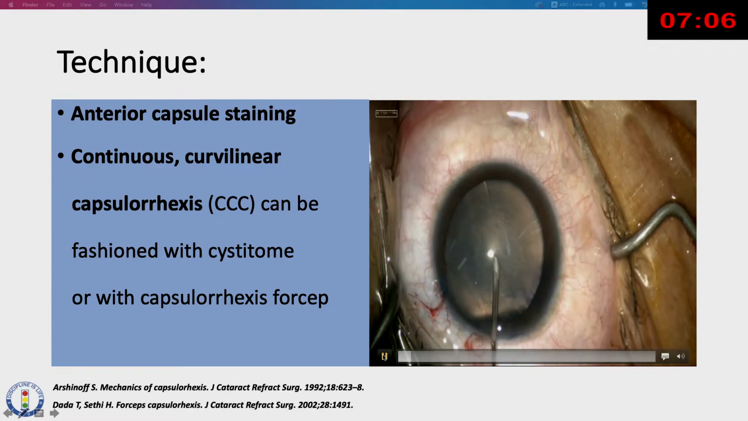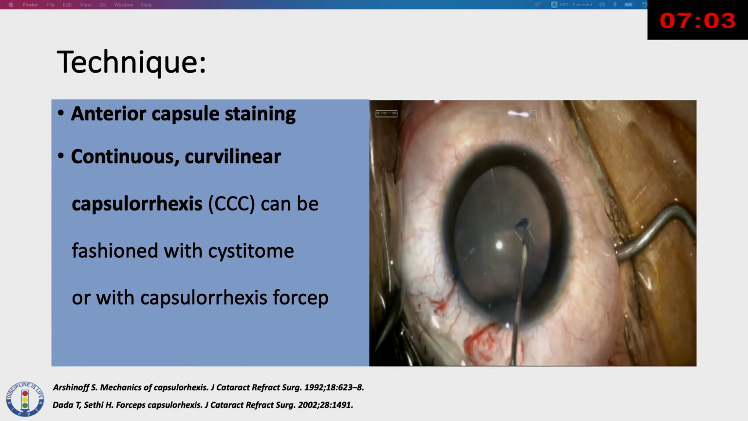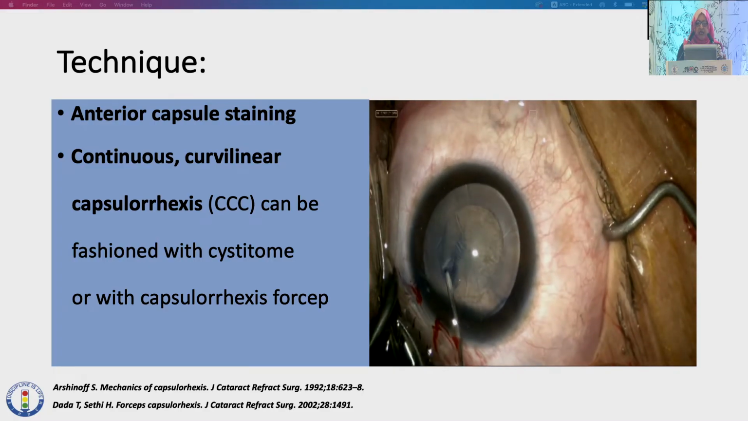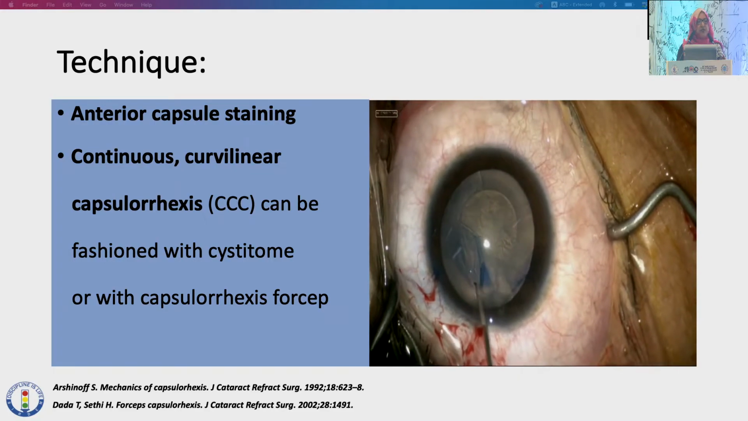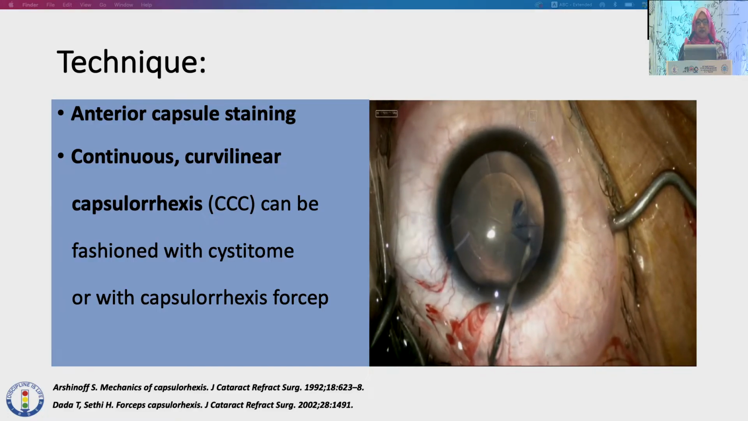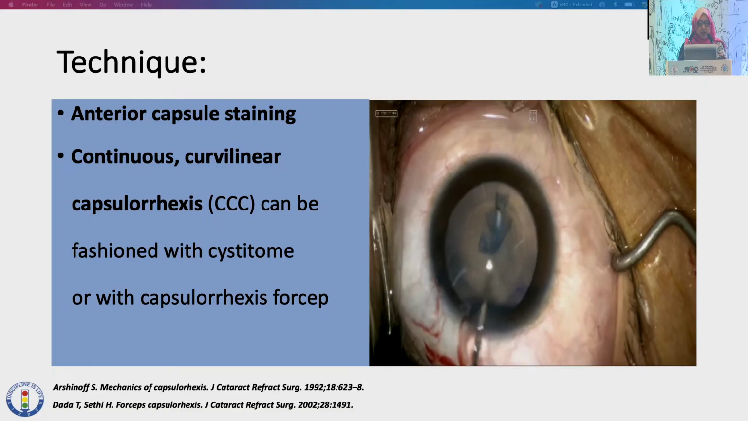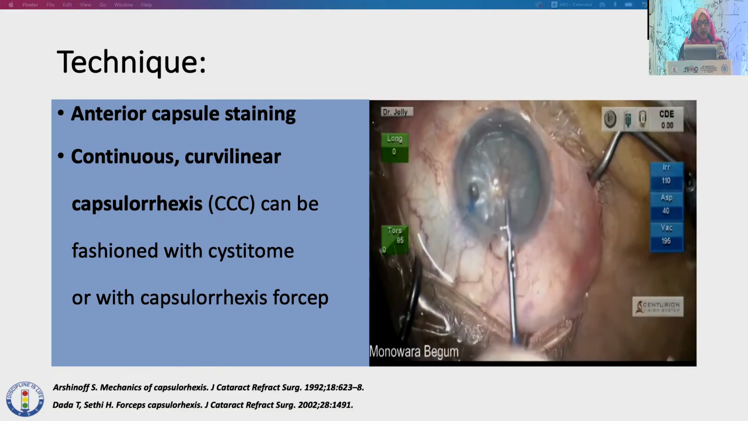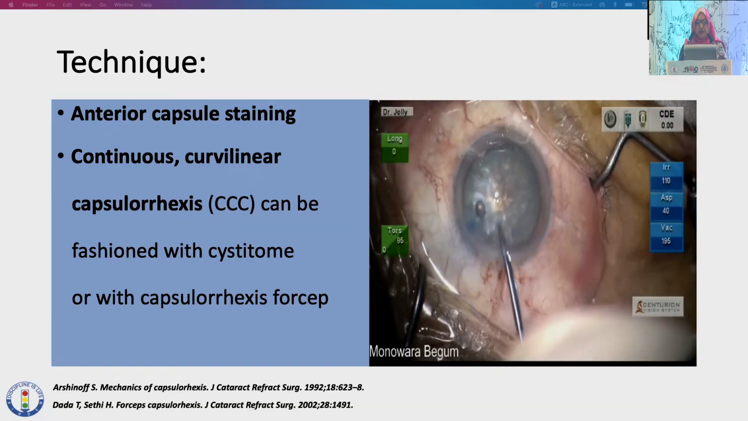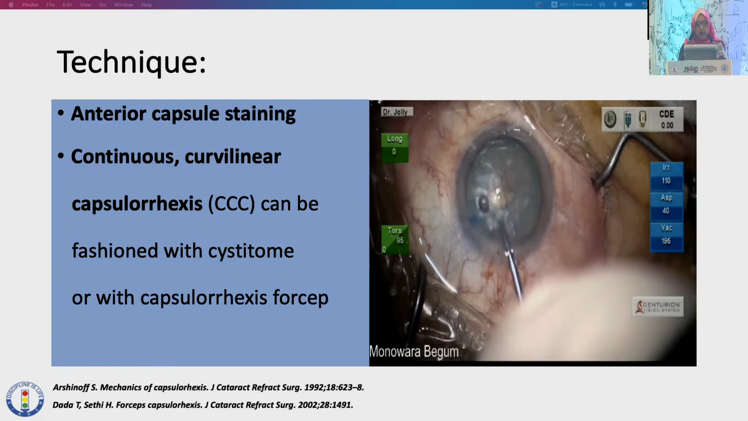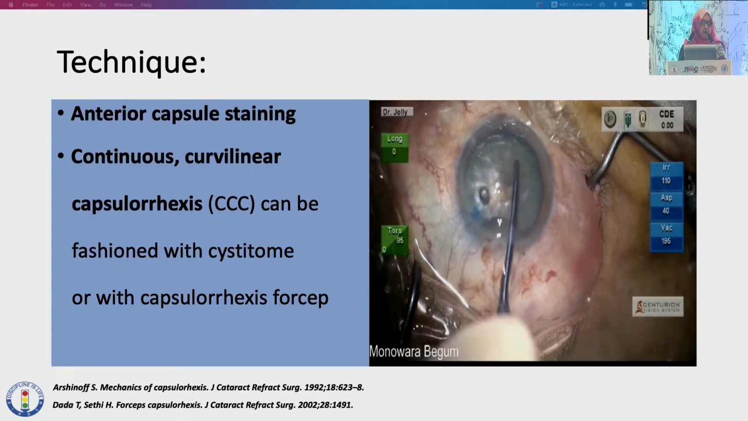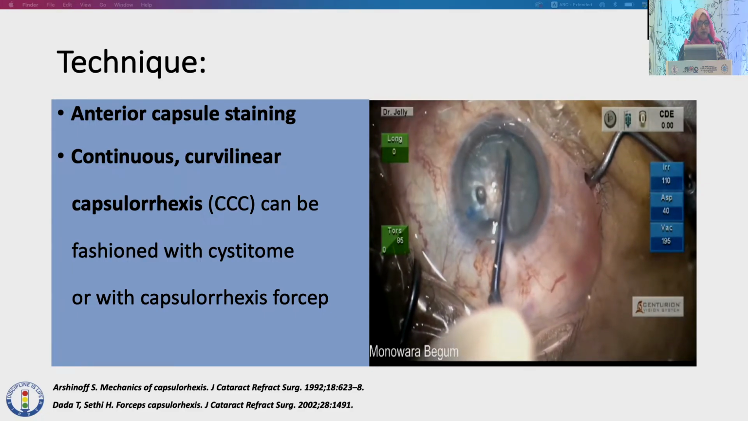At first, in case of any type of cataract, the capsule must be stained. A central continuous curvilinear capsulorhexis, or opening in the anterior capsule, can be fashioned by creating a small tear in the anterior capsule and advancing the resulting capsular flap into a circular shape by guiding the leading edge with the cystitome, or it can be done with a capsulorhexis forceps by grasping the leading edge and advancing the tear with frequent grasping and re-grasping, and in between we have to use OVD several times.